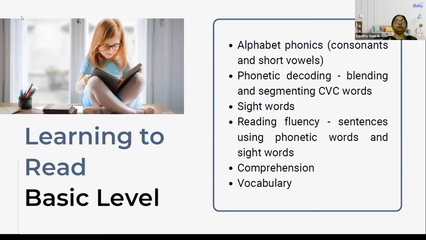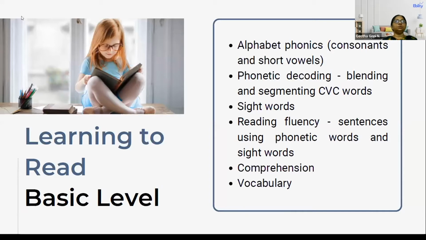In English, there are two kinds of vowel sounds, but usually when we start with alphabet phonics, we go with the short vowels. So the short vowel sounds and the consonant sounds are what we start off with first. And then once they get that, we move on to phonetic decoding. That is blending and segmenting, and we use CVC words. CVC means consonant, vowel, consonant words.